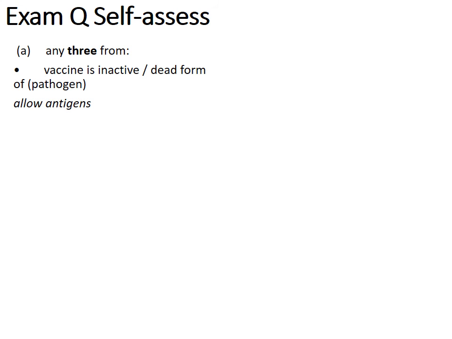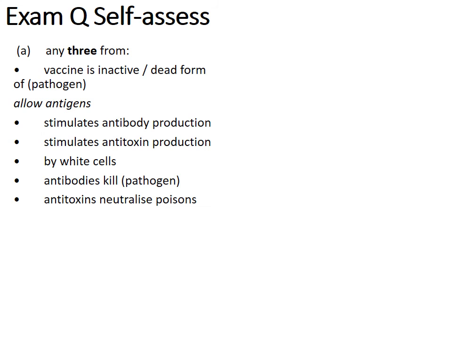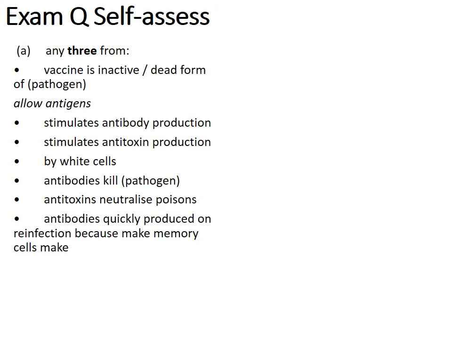Right, the exam questions. So I'll just take you through these. So the first one, you want to look at the fact that the vaccine is an active or a dead form of the pathogen. You could also use the term antigens instead. They stimulate antibody production. They can also stimulate antitoxin production. I wouldn't expect that one. By white blood cells, the antibodies will help to kill the pathogen. The antitoxins could neutralize the poisons.